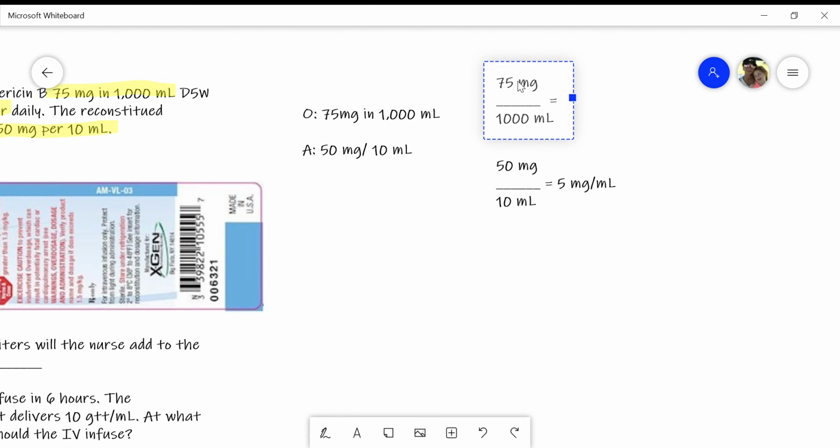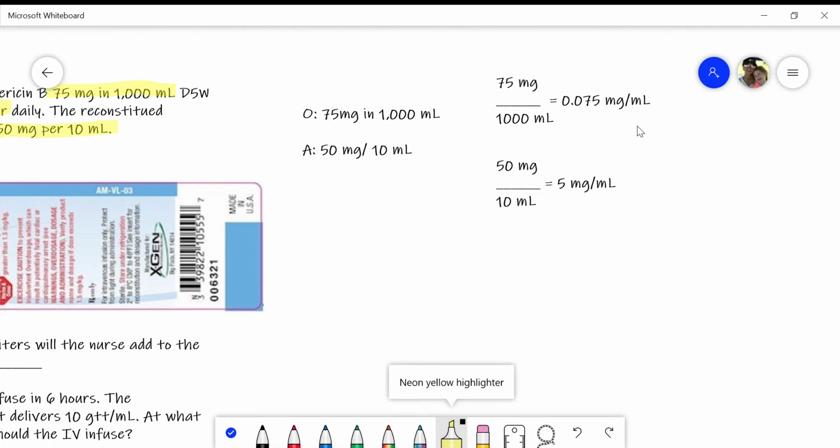That's 0.075 milligrams per milliliter. And honestly, I'm not even sure I did that in my work here, but at least we have that and we know it. So I'll highlight that.